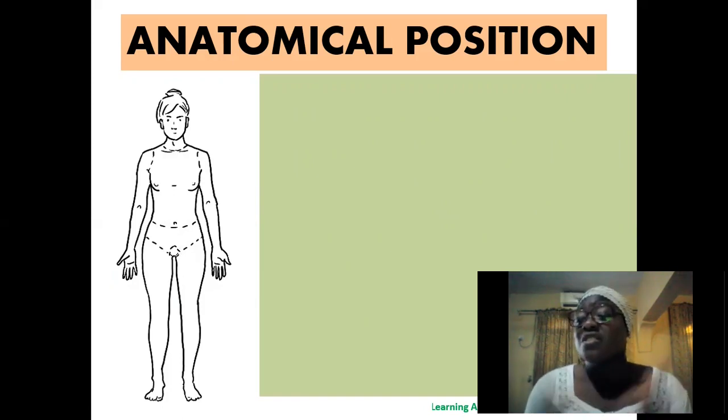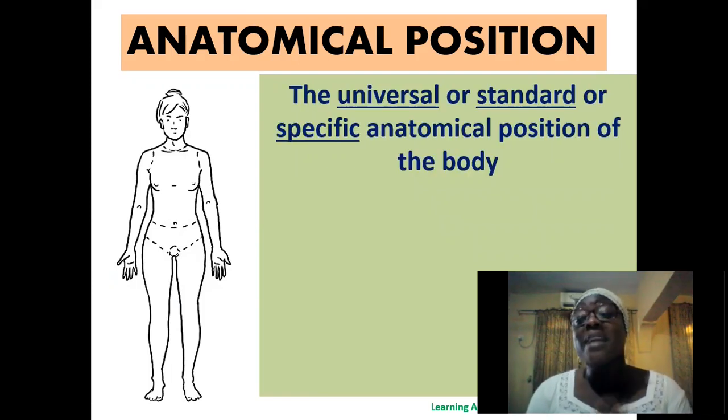There are positions where the different parts of the body need to be placed before it can be said to be in anatomical position. The anatomical position is a universal, standard, or specific anatomical position that the body needs to be aligned in. Let's look at the different positions that specific parts of the body need to be in before we can say that the body is in anatomical position.